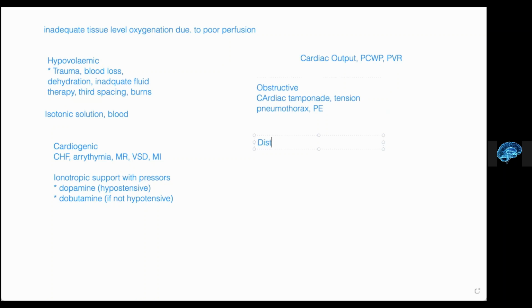So in my last category, I actually have distributive, but I also have subcategories where I think about the different causes. So I can either have a septic patient, an anaphylactic patient, a patient having a SIRS response, or a neurogenic cause. Septic usually goes with distributive. However, anaphylactic, SIRS, and neurogenic, I consider as their own categories, just because the management differs a lot with those. So in distributive or septic, as the name suggests, septic means I probably have an infection somewhere. So usually it's caused by bacteremia.